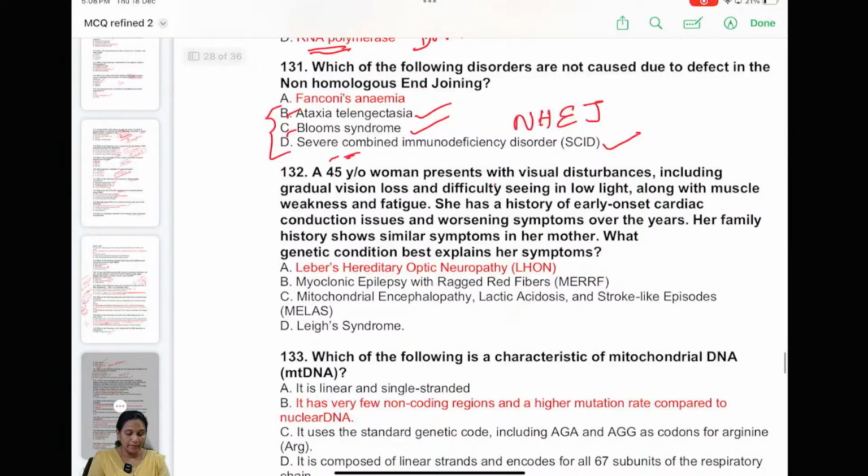A 45-year-old male presents with visual disturbance, vision loss, difficulty seeing in low light, along with muscle weakness and fatigue, early onset cardiac conduction defect, and worsening symptoms over the years. The family history shows similar symptoms in the mother. The genetic condition that best explains the symptoms is Leber's hereditary optic neuropathy. Visual disturbance is there, and it runs in families, so it is hereditary optic neuropathy, a mitochondrial disorder.